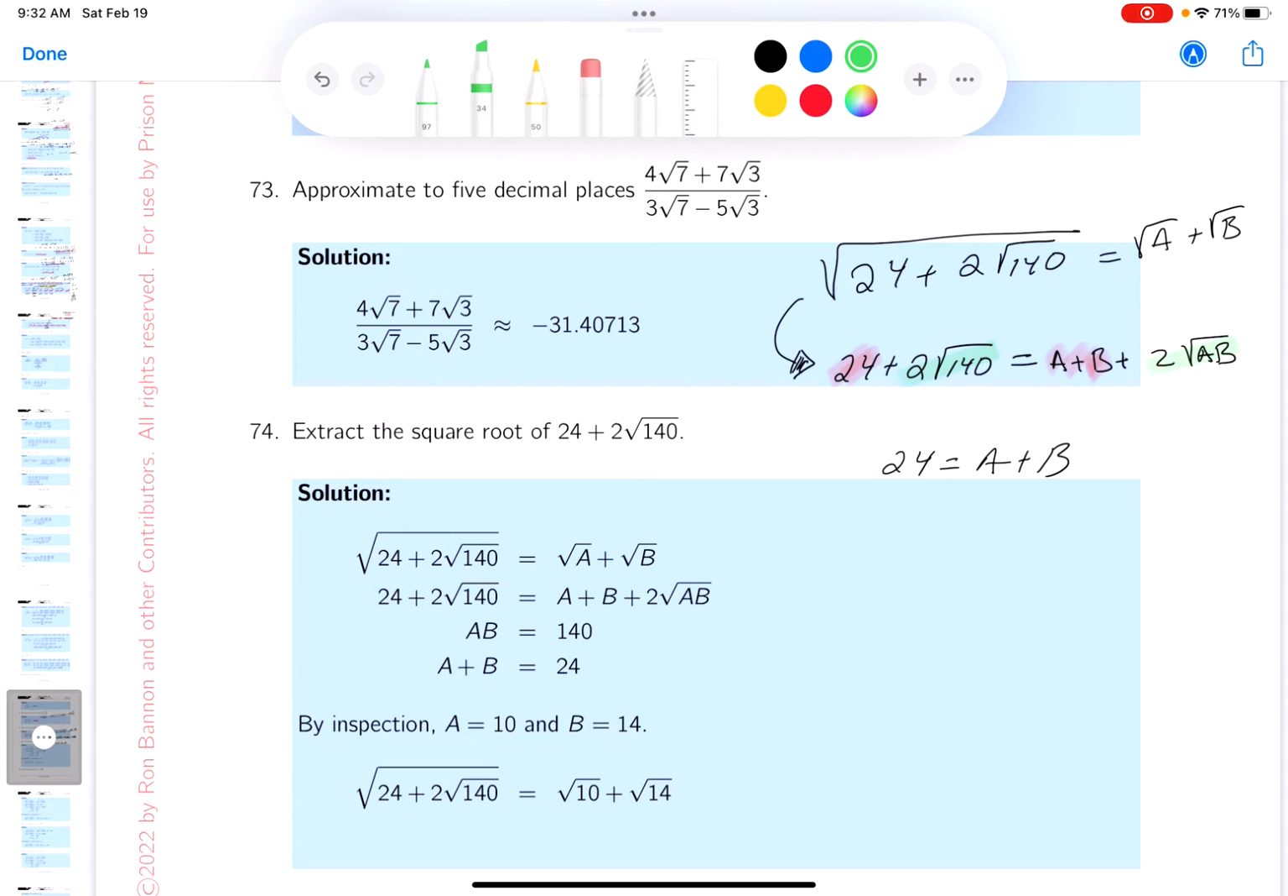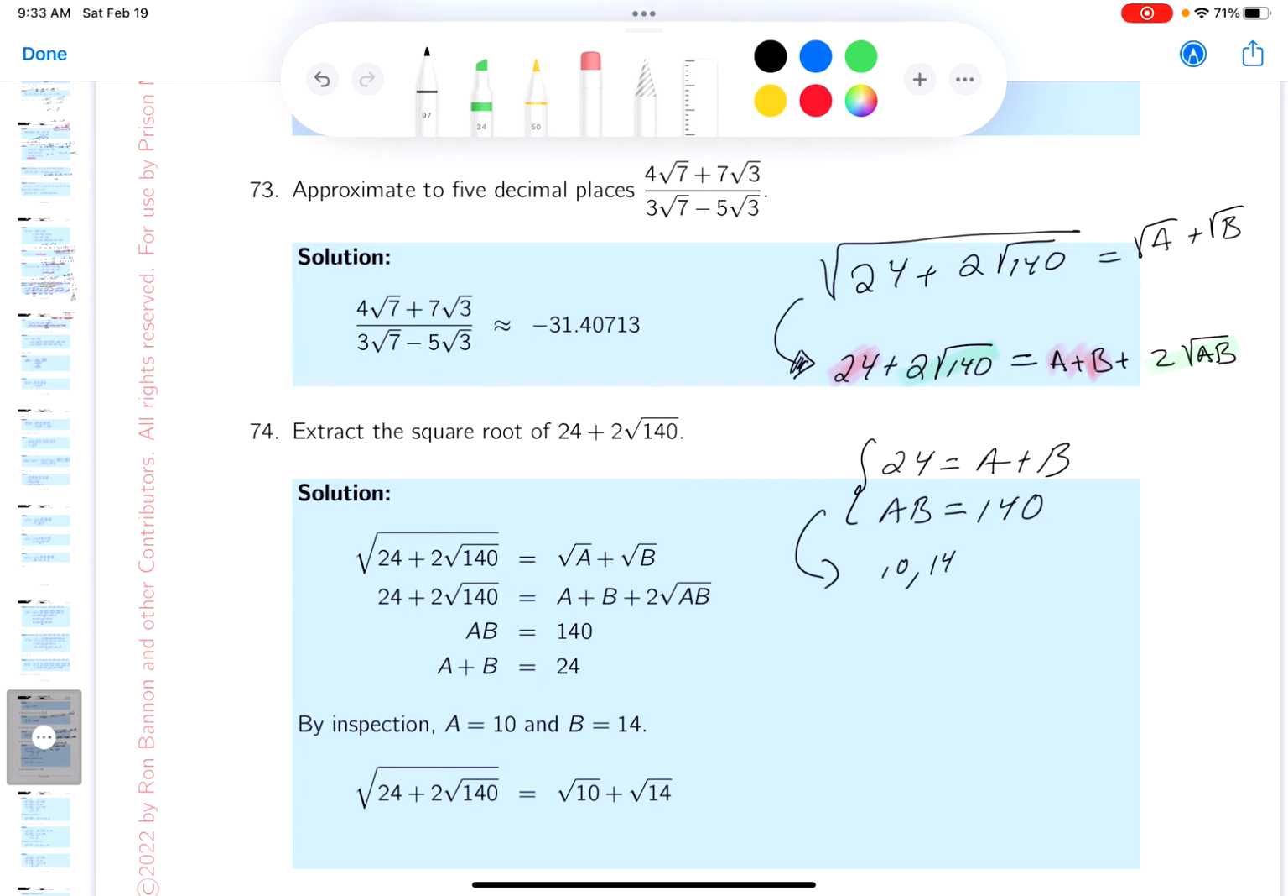And what do I see? If that's going to be true, I start to realize that AB must be 140. Now this kind of reminds me of the AC rule, but I want to be a little more methodical about it, because these could be tough things to deal with. I'm really looking to find out what A and B are. The product of two numbers is 140, but their sum is 24. And that sure does look easy to me. It looks like 10 and 14. So 10 times 14 is 140, and 10 plus 14 is 24.